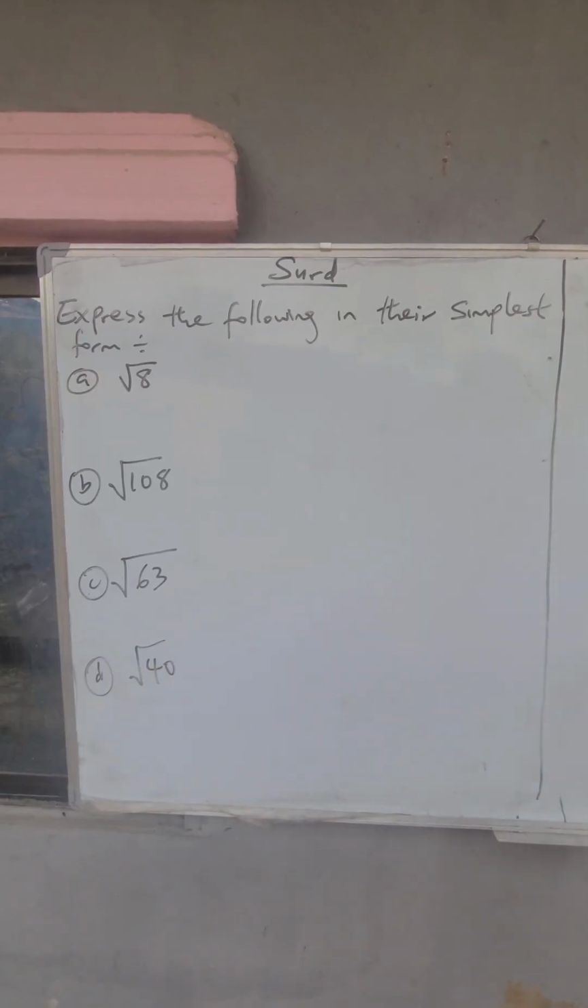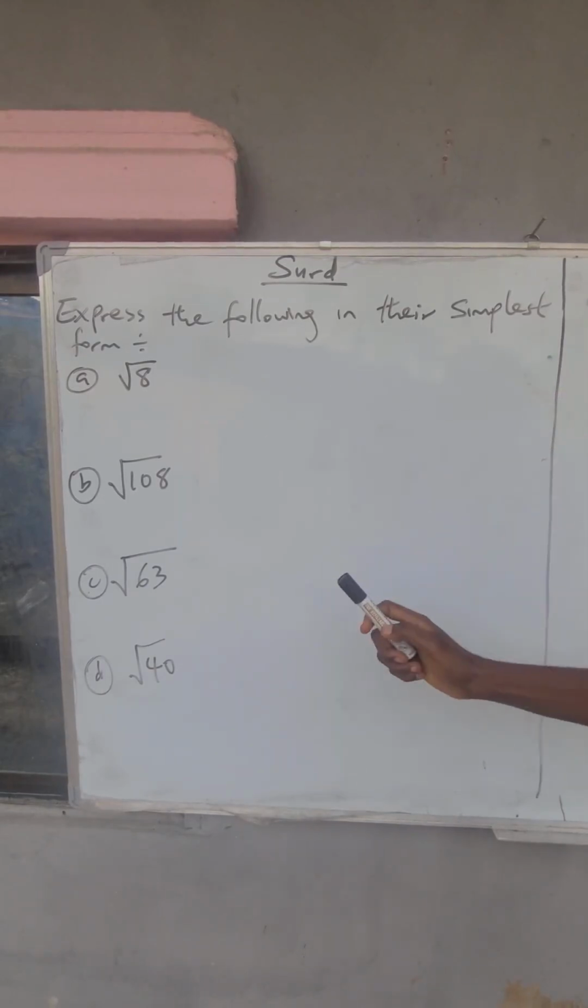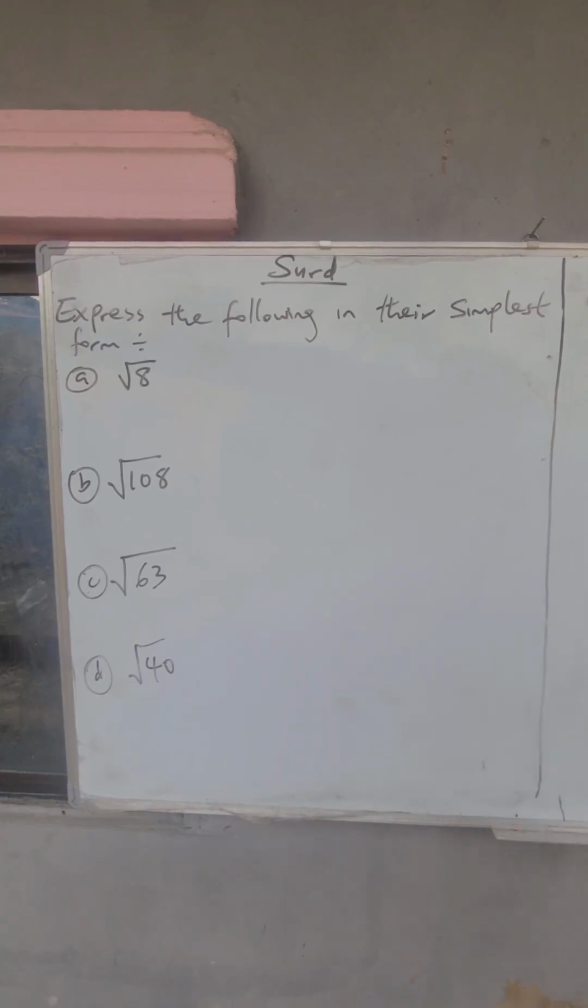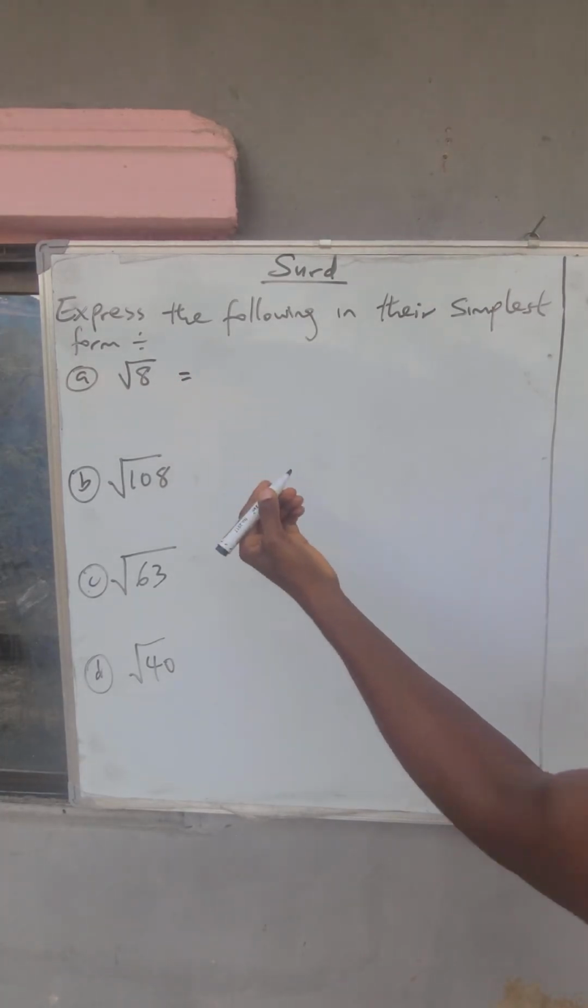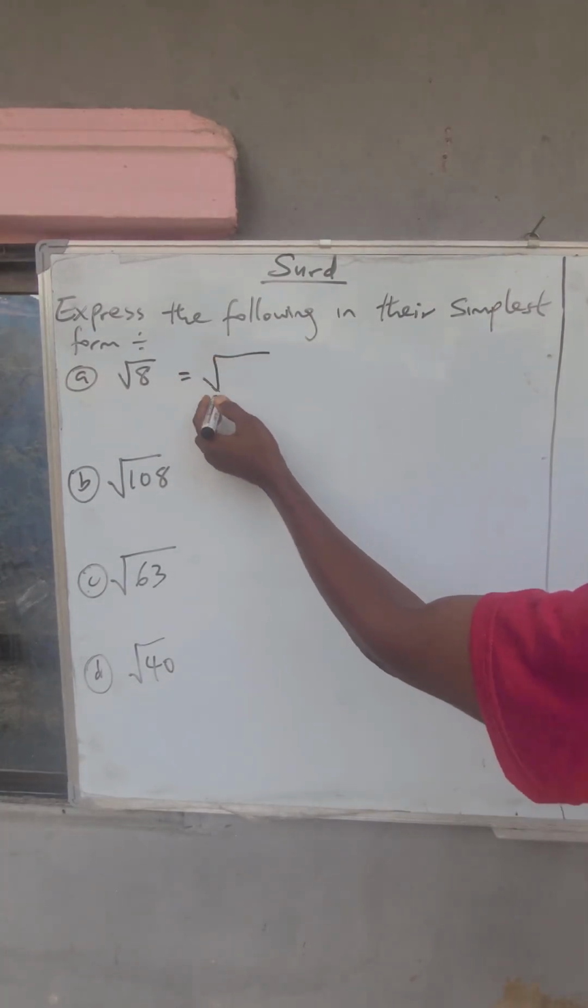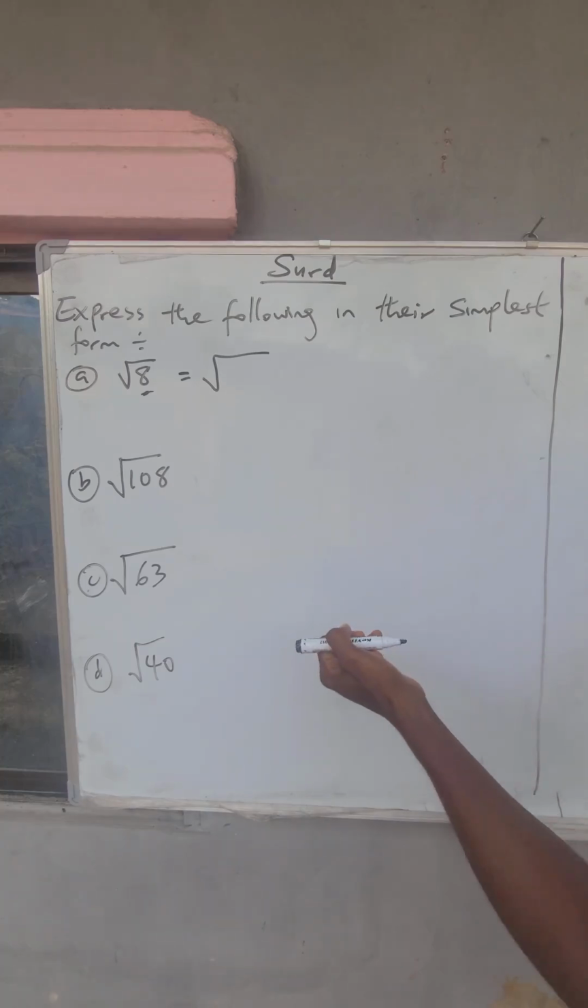So we're asked to express the following in their simplest form. These are surds. Whenever you are given a surd and you're asked to express it in the simplest form, we want to write it in such a way that this will be the square root of two numbers that will multiply to give 8.